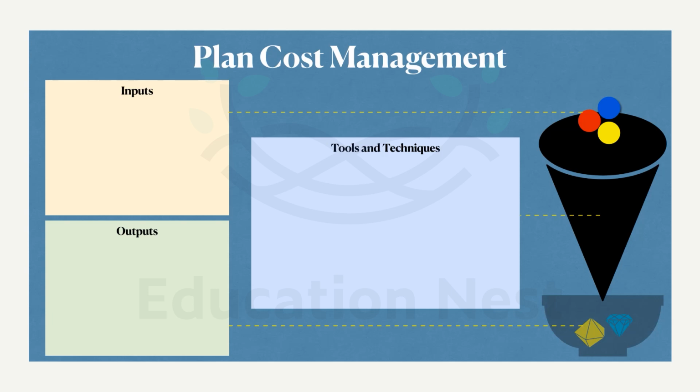So let's have a look at the targeted outputs. We only have one output from this process, the cost management plan. So what does it mean? The cost management plan is, of course, as you can see, this is a component of project management plan, right? So project management plan has 10 different components. We have learned that in the first class of the knowledge areas. So the cost management plan is one of the main important components of that final project management plan.